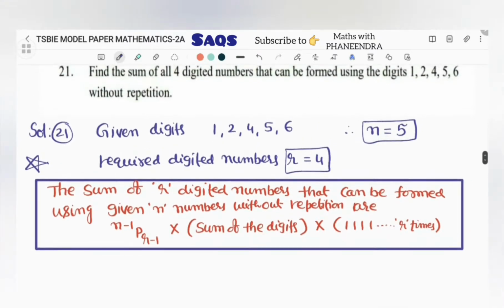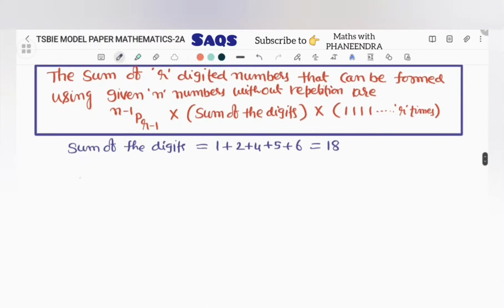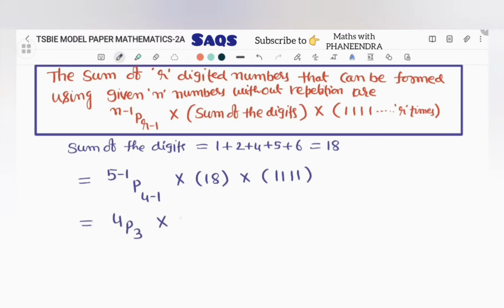So for this we need to add the sum of the digits. So here the sum of the digits is 1 plus 2 plus 4 plus 5 plus 6: 6 plus 4 is 10, 10 plus 7 is 17, 18. So the remaining you can substitute in this formula and get the answer. Therefore n value 5, 5 minus 1 P r minus 1, r value 4, into the sum of the digits, 18, into 1 1 1 1, r is equal to 4. So which is equal to 4P3 into 18 into 1111. 4P3 means 4 into 3 into 2, so 4P3 value is 24 into 18 into 1111.